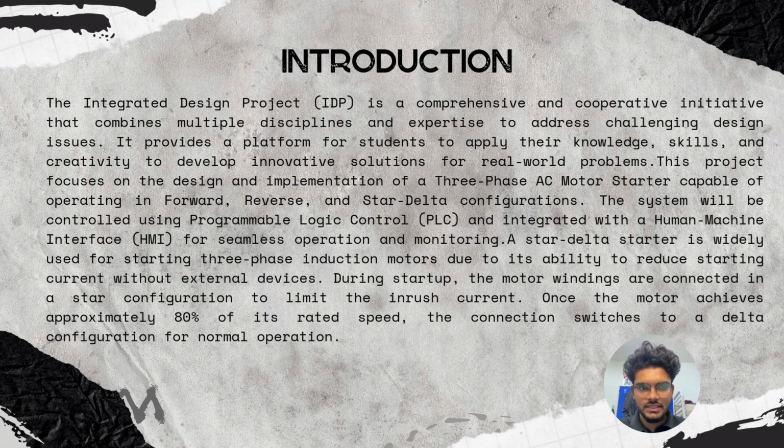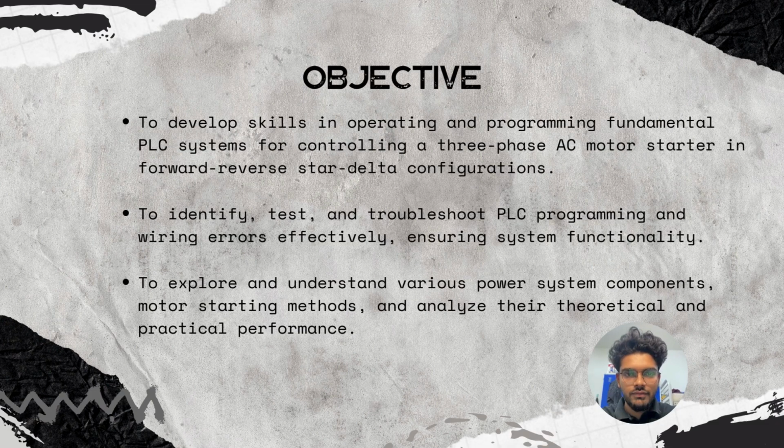A star delta starter is widely used for starting three-phase induction motors due to its ability to reduce starting current without external devices. During startup, the motor windings are connected in star configuration to limit the inrush current. Once the motor achieves approximately 80% of its rated speed, the connection switches to the delta configuration for normal operation.